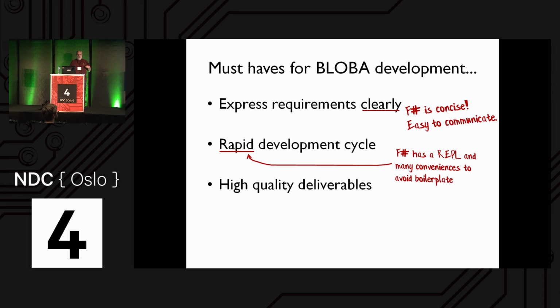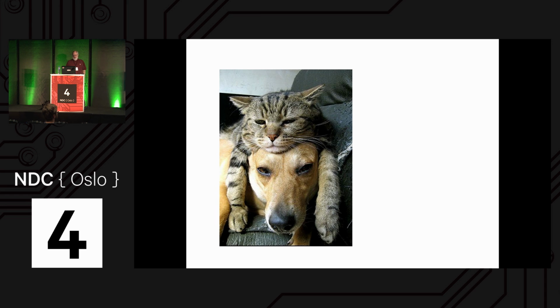It's a rapid development cycle, because not only can you do all the unit tests and stuff, but you have an interactive environment you can do stuff. And it's high quality deliverables, and we'll talk about how we can bake quality into the design, so we can avoid even writing unit tests. And of course, the most important thing is fun, because if you're going to be writing boring business applications, at least you can have fun doing it, okay? And as it happens, fun is a key word in F#. So there you go. All right, so here is a cat and a dog, and this is like functional programming and business development. Very happy together.